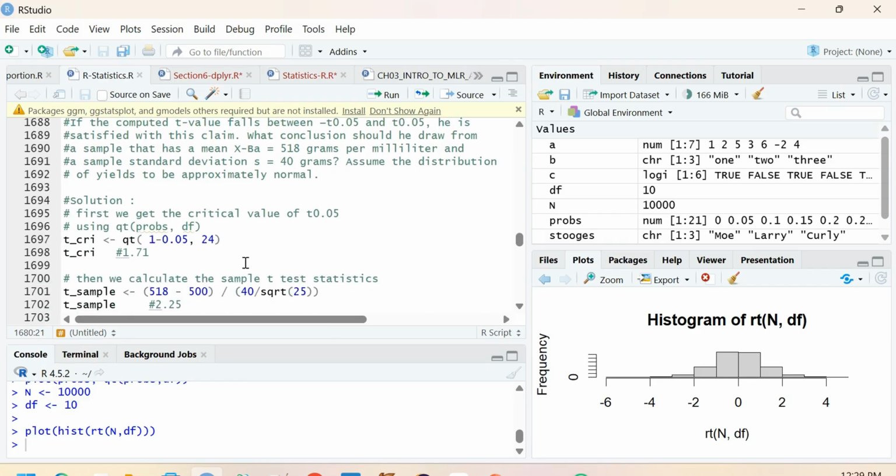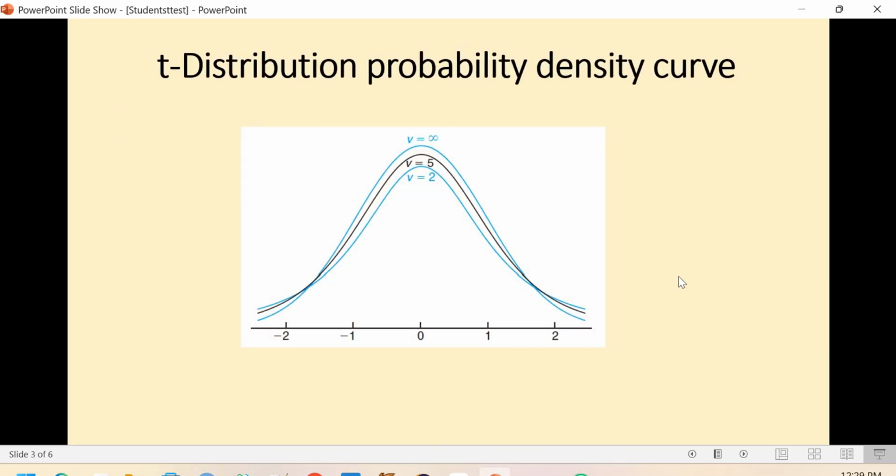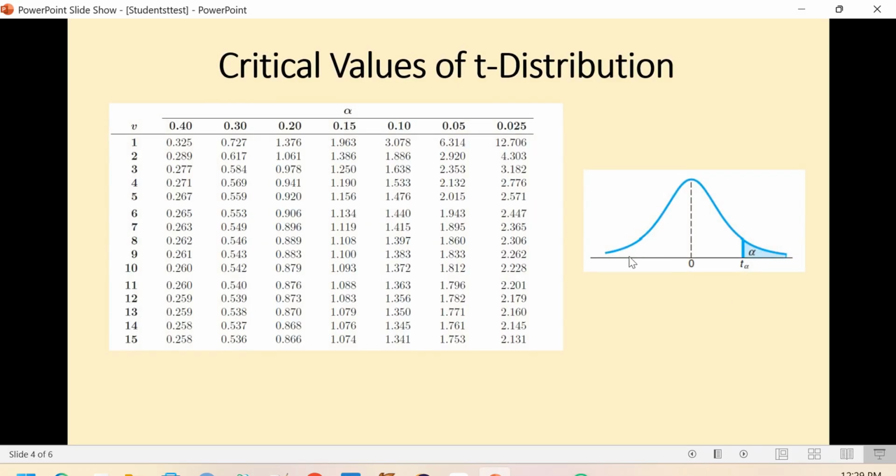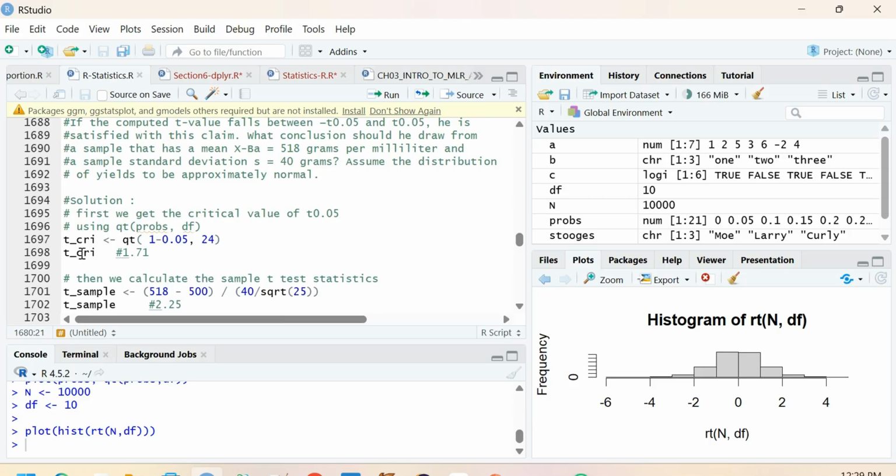So first, we will calculate the critical value of t 0.05. Because here we get a two-tail test, if the t statistic from the sample lies in this area or lies in the other side of the small probability area, in either case we will reject the null hypothesis, right? So first we will calculate the critical value for 0.05 probability on the right.